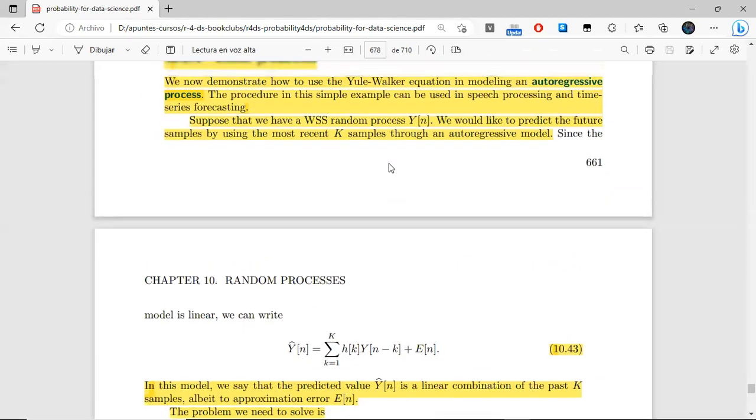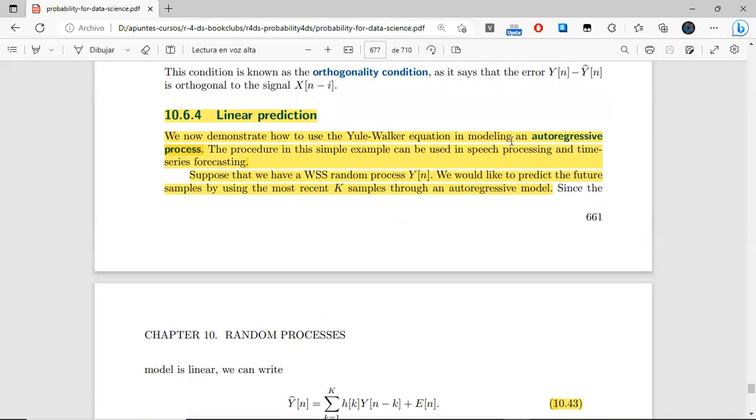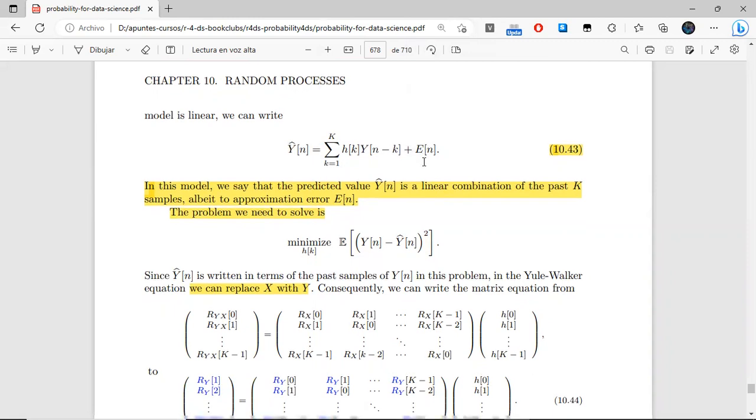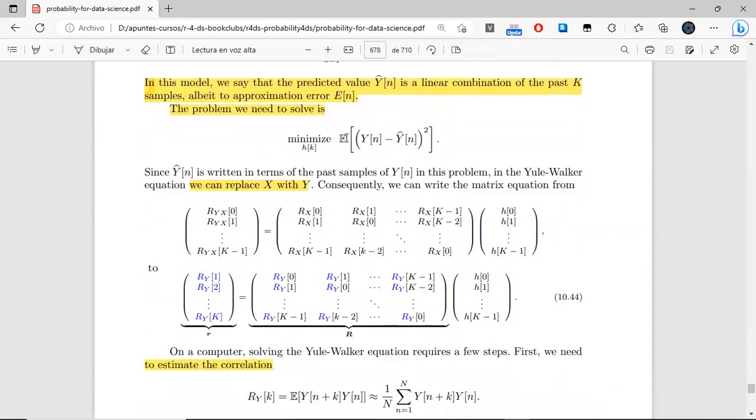Well, we can apply this to what is called the autoregressive process, in the sense that each value at an instant of time depends on the values prior to it. In this case, such a relationship would be modeled via this equation. There is some finite convolution of this. Again, the predicted value depends on the previous ones. There is some error term, but we simply want to minimize the expectation of this error.